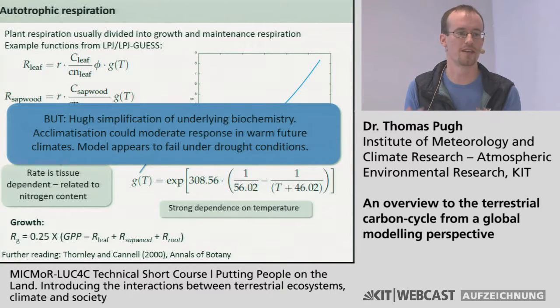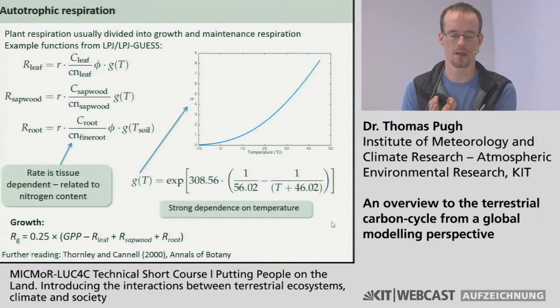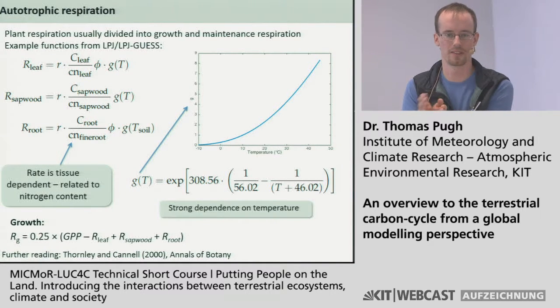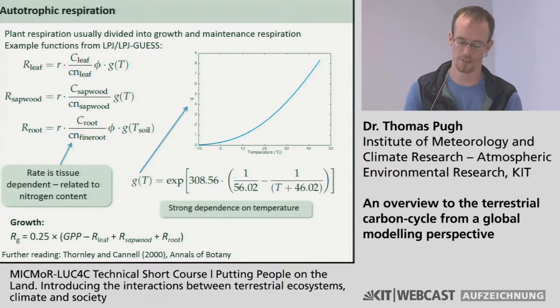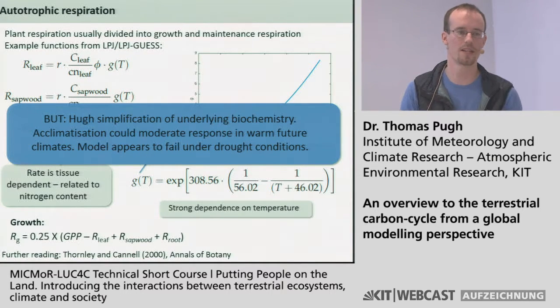There's also things such as acclimatization. There's quite a lot of evidence that if you take a particular plant from one climate and you stick it in another climate, it doesn't just move up this curve, but it actually acclimatizes to that new environment and kind of resets its base rate of respiration. We don't generally take account of that. And similarly, we don't account for how plants respond in our models in terms of stress. There's a lot of evidence that we get respiration going in completely the wrong direction in drought conditions, for instance.